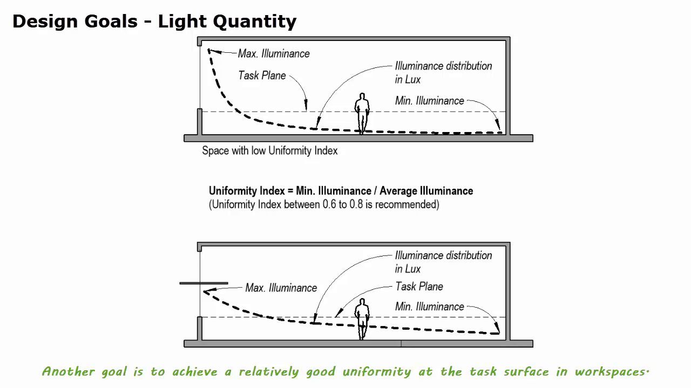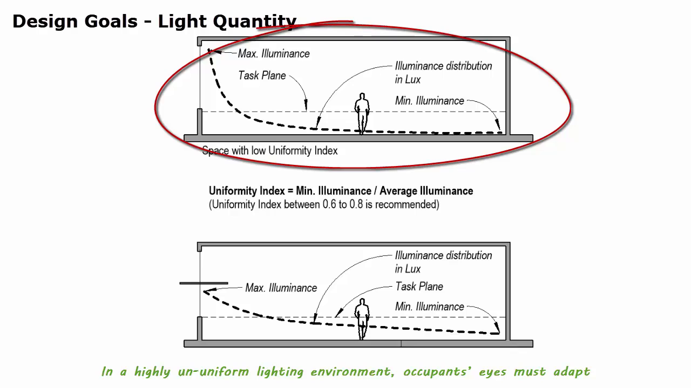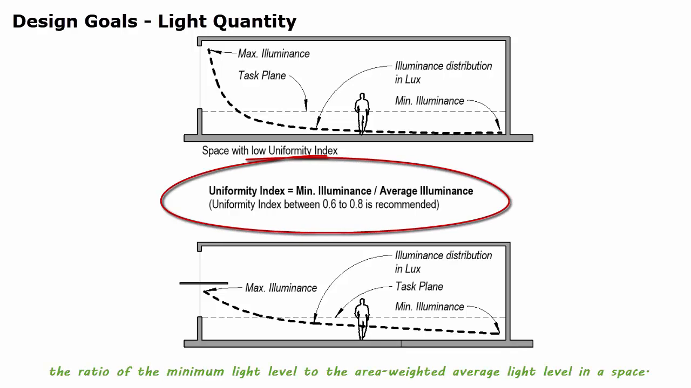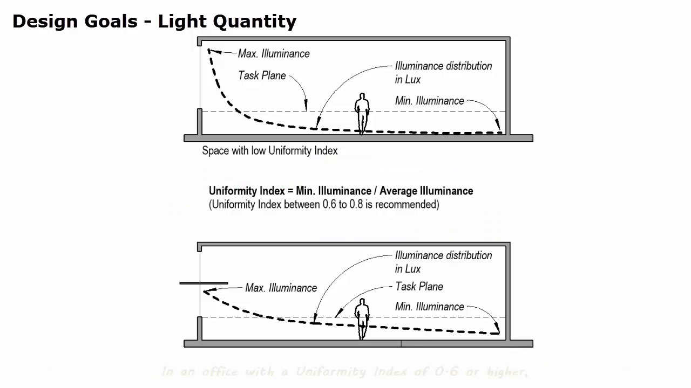Another goal is to achieve a relatively good uniformity at the task surface in workspaces. In a highly non-uniform lighting environment, occupants' eyes must adapt when going from a very bright spot to a very dim one, or vice versa. Light uniformity can be defined by uniformity index, the ratio of the minimum light level to the area-weighted average light level in a space. In an office with a uniformity index of 0.6 or higher, people will not notice the difference in the light level change.